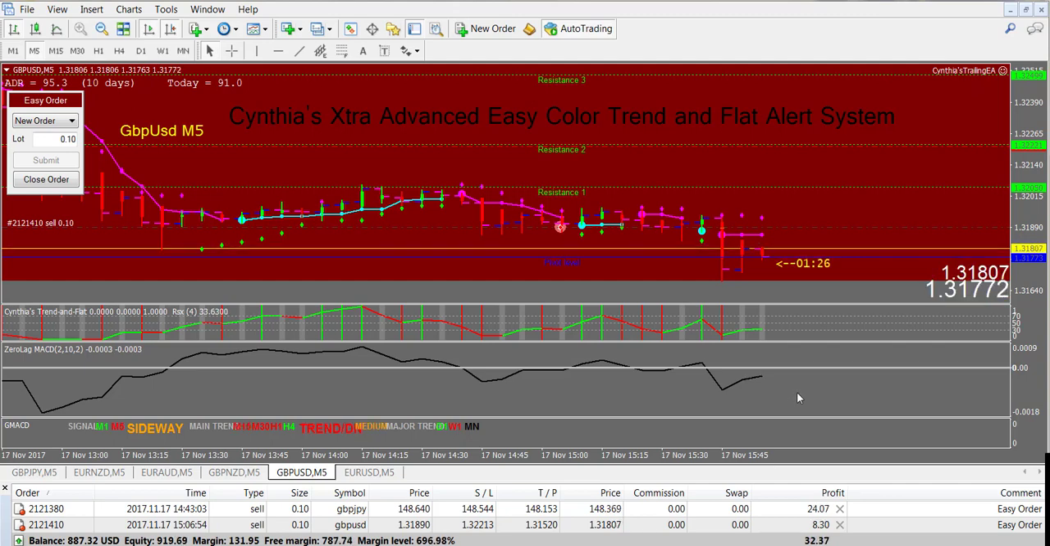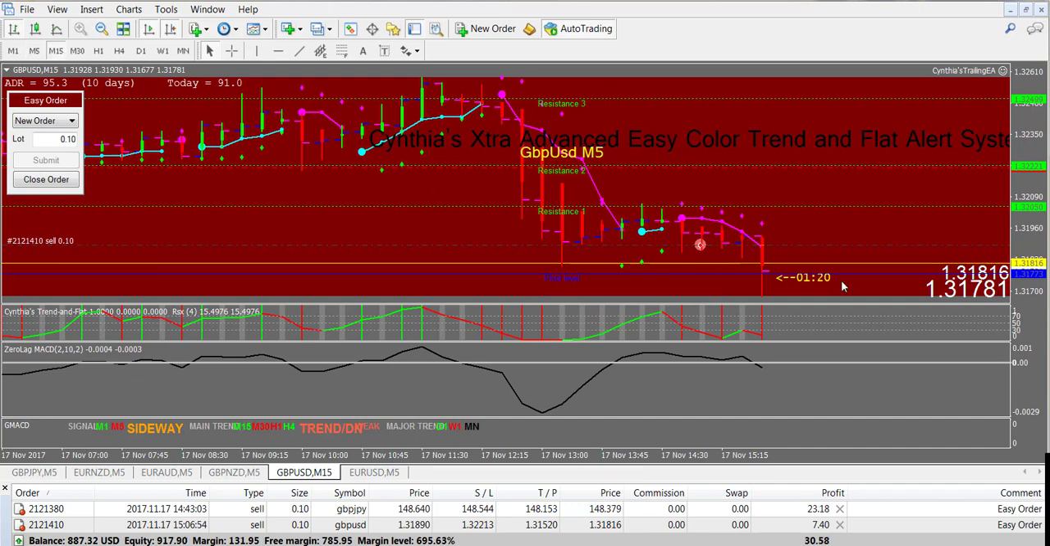The only time I would ever consider closing this trade manually is if I switch to, say, a 15-minute chart. And right here you can see on the 15-minute chart everything is still down. So I would not consider closing this until at least in a 15-minute chart, because this is a scalp trade.